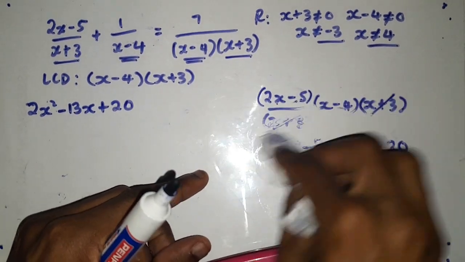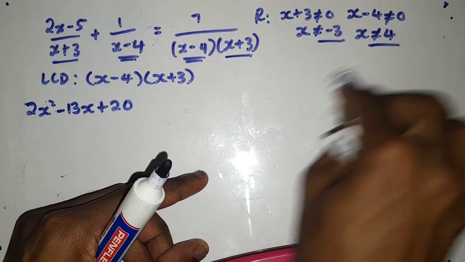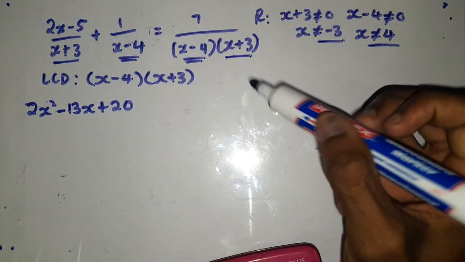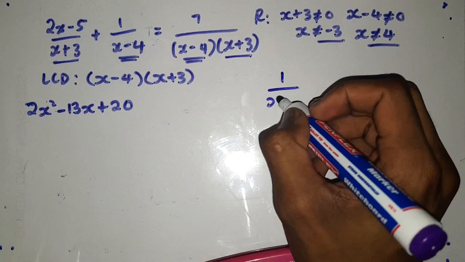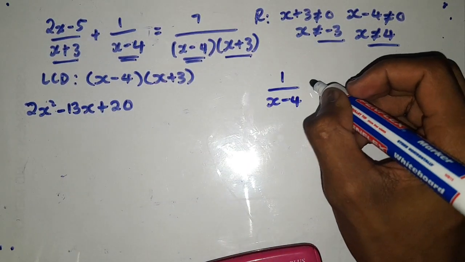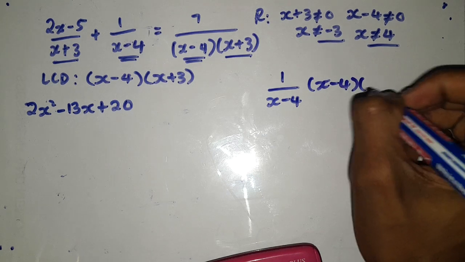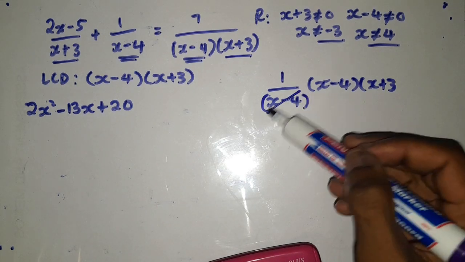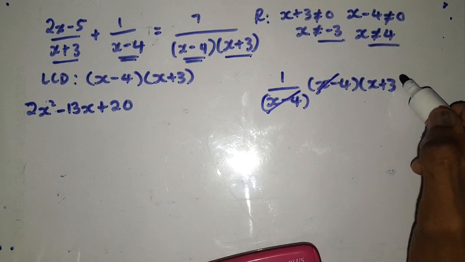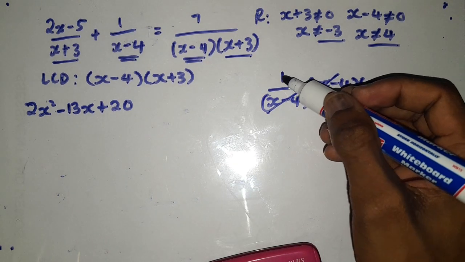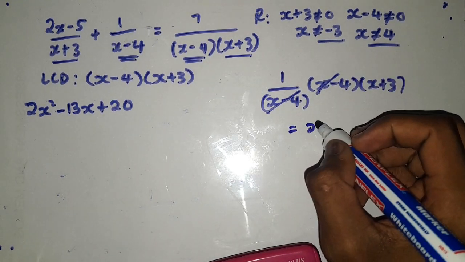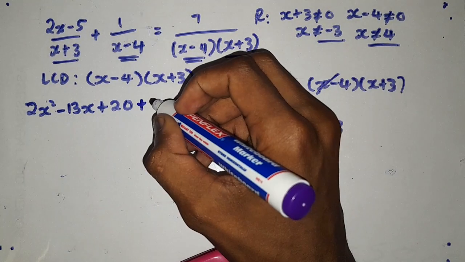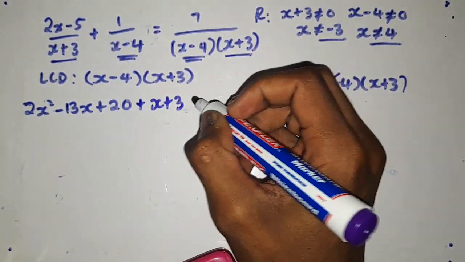Now, immediately after doing this, let me do the same thing, but now using the middle one, which is 1 over x minus 4. You multiply by your LCD, which is x minus 4, x plus 3. See, what is going to happen with this one? It will cancel. Then I'm going to be left with x plus 3, because I have 1. It's the same as x plus 3. It won't change. Then you write it here: plus x plus 3 equals.